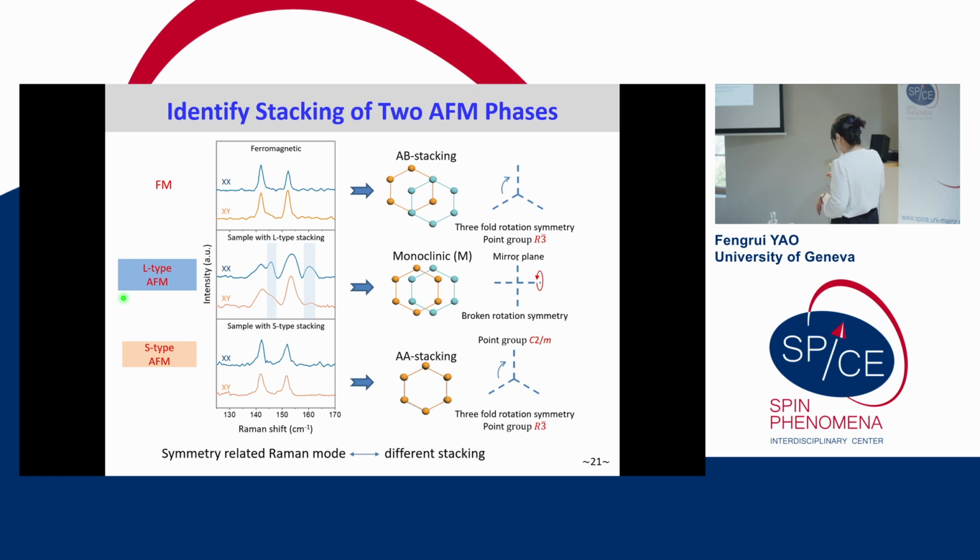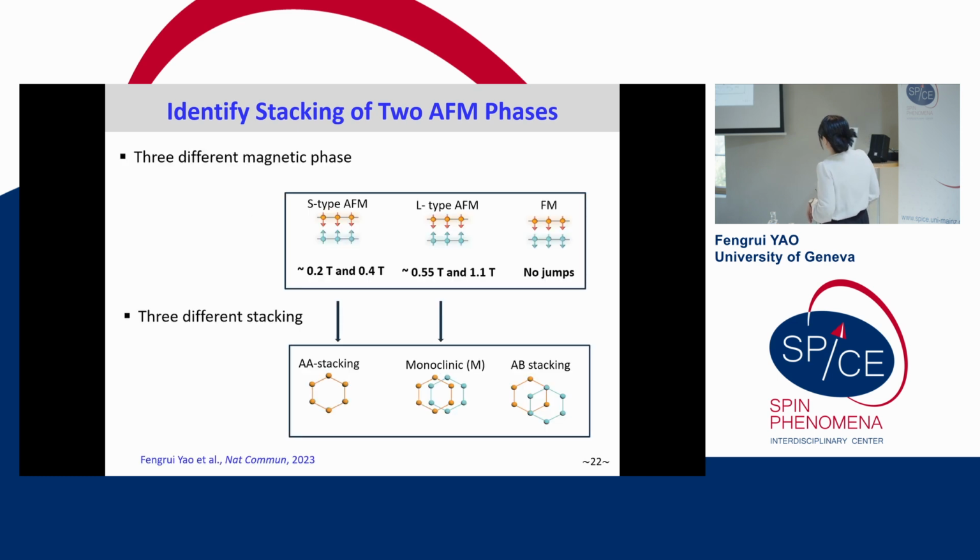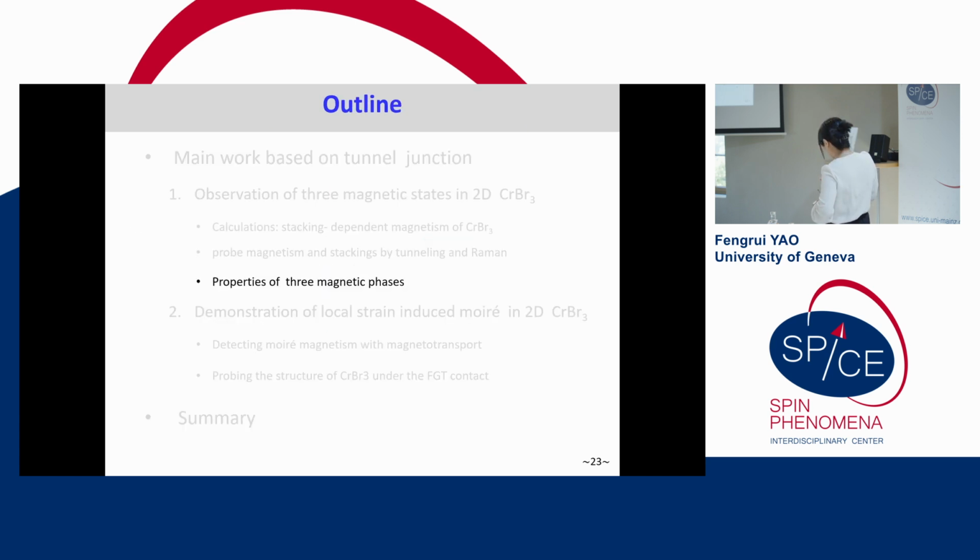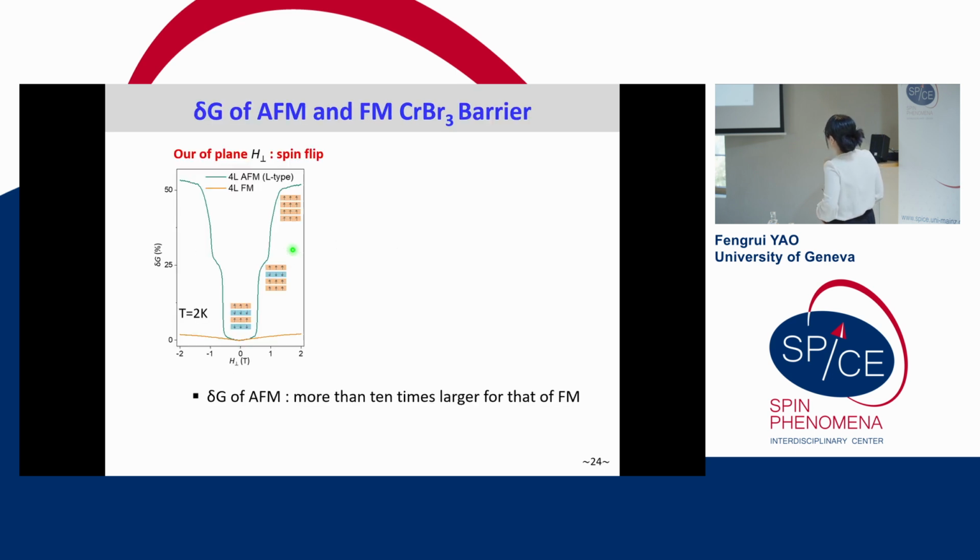So based on this, combining the tunneling magnetic transport, we identify there are three magnetic phases in chrome bromide, and by combining the Raman spectroscopy, we assign these magnetic phases to their stackings. One interesting question is, what's the difference in their properties, since they exist using the same monolayer but different stackings? Like I said before, first we compare their tunneling magnetic conductance.